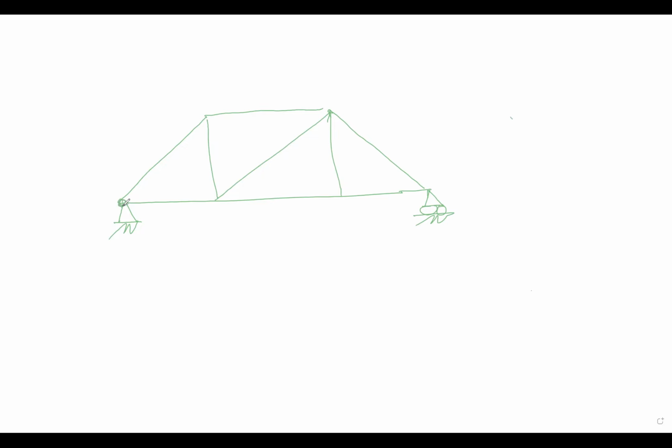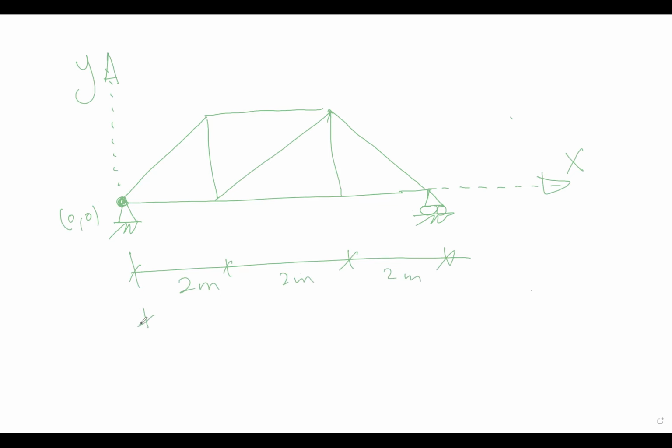So I will assume this is our origin, and this will be our y-axis, and this is our x-axis. So if this is 0 and 0, the total distance here is 6 meter. Each spacing is 2 meter. So this is the whole 6 meter. And the height here is 2 meter.